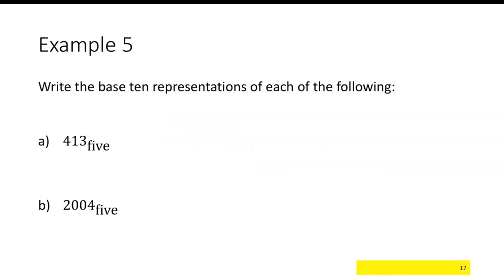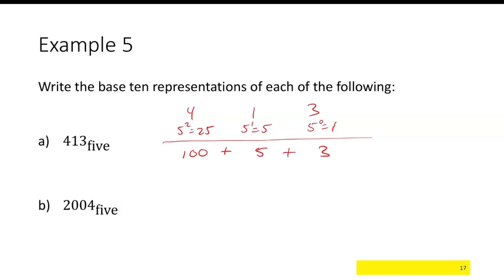For a couple other examples, 413 base 5, I would put the 4, the 1, and the 3. And again, we have 5 to the 0, which is 1. 5 to the first, which is 5. 5 squared, which is 25. And we multiply each column. So 4 times 25 is 100, plus 1 times 5, plus 3 times 1. That comes together to be 108.